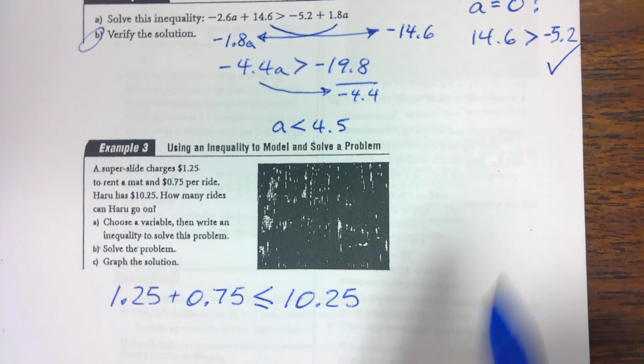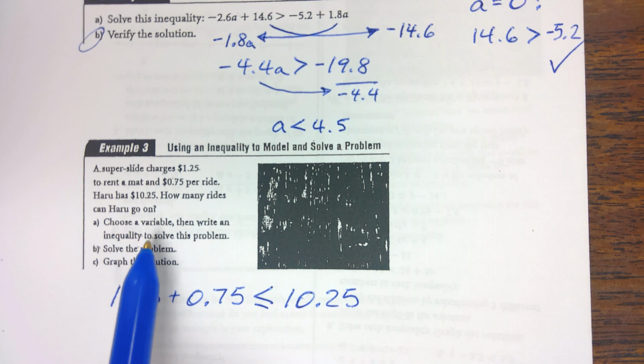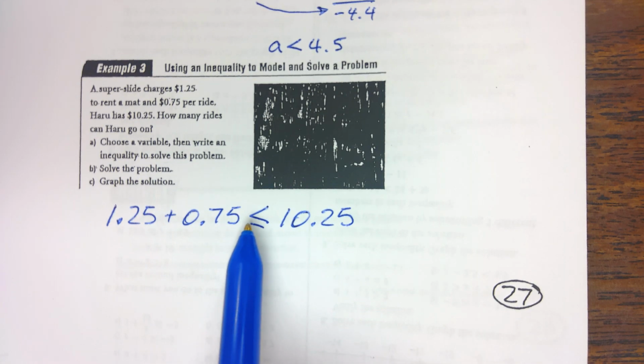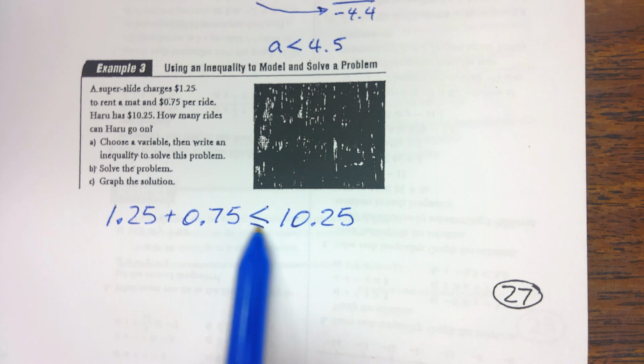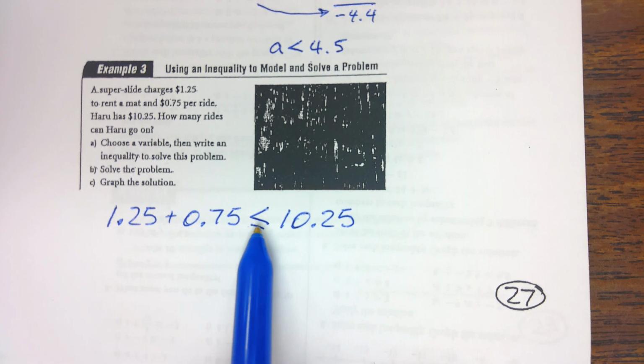In this situation, I want to make sure I have enough money to pay for my ride. That's why I'm using an inequality rather than an equal sign. It's less than or equal to, because if I have 1025 and it comes out to exactly that, I can still pay for it. So it's less than or equal to, not just less than.